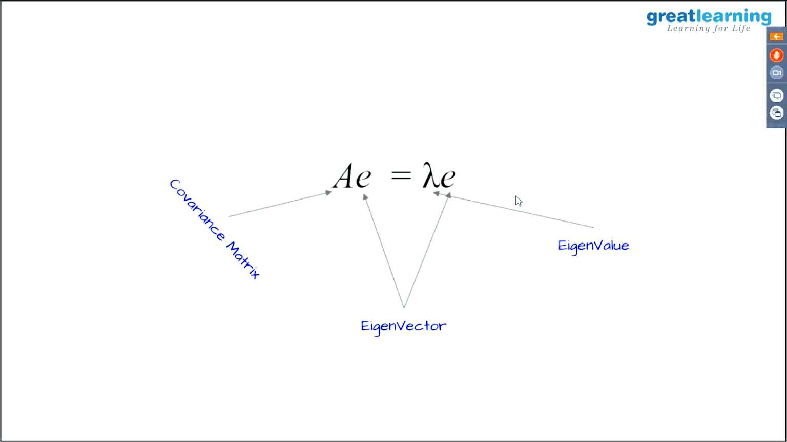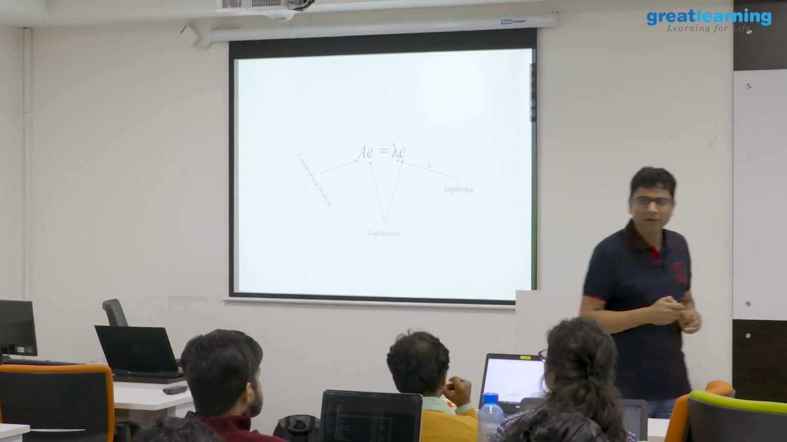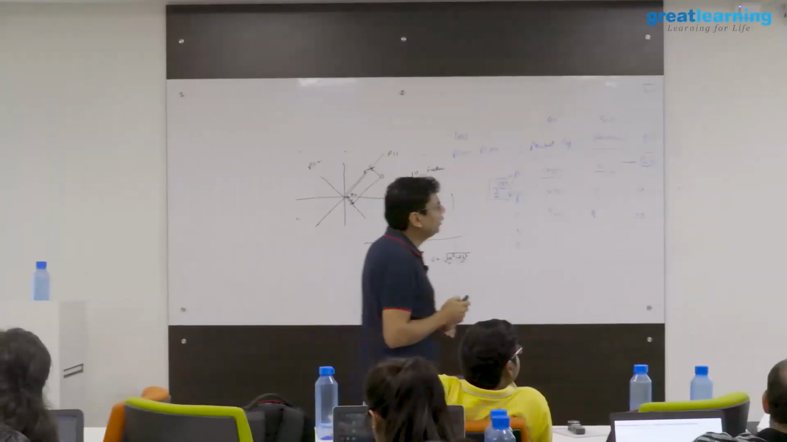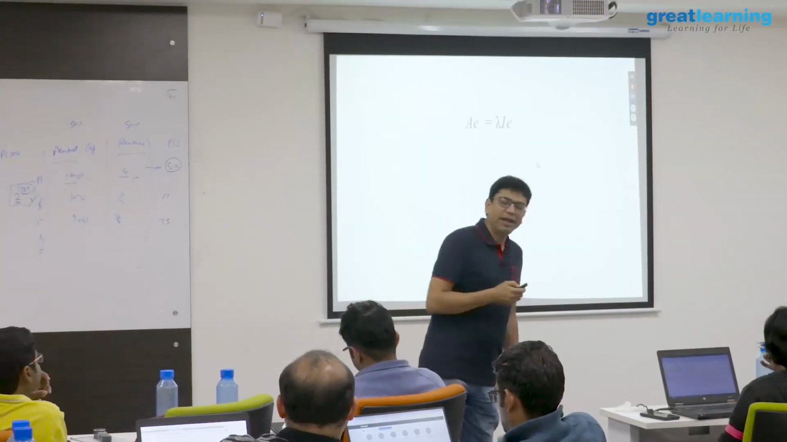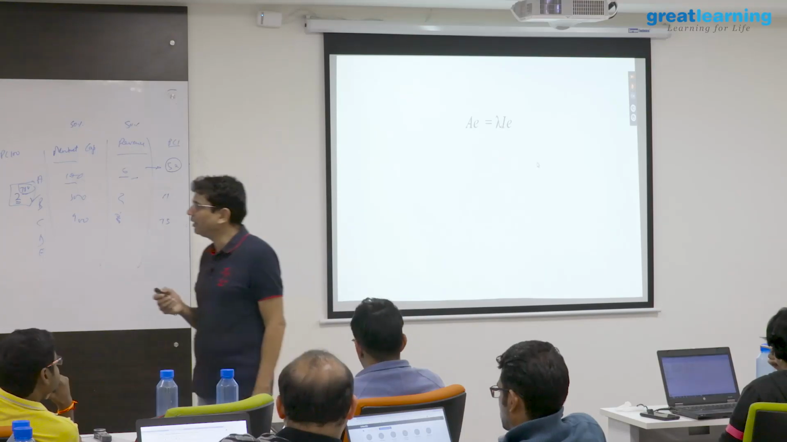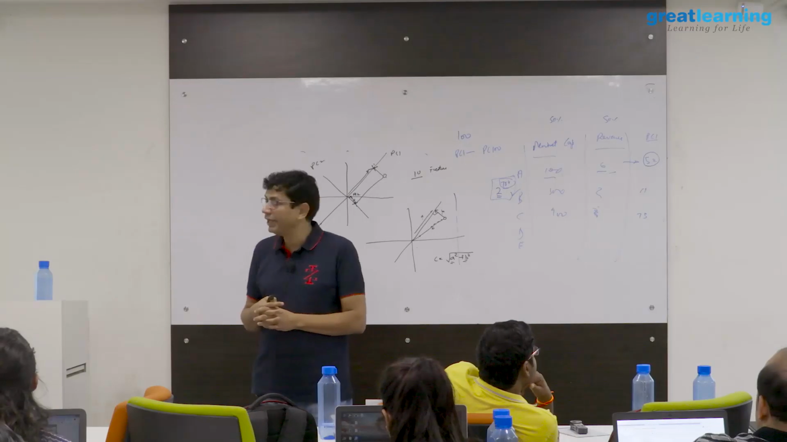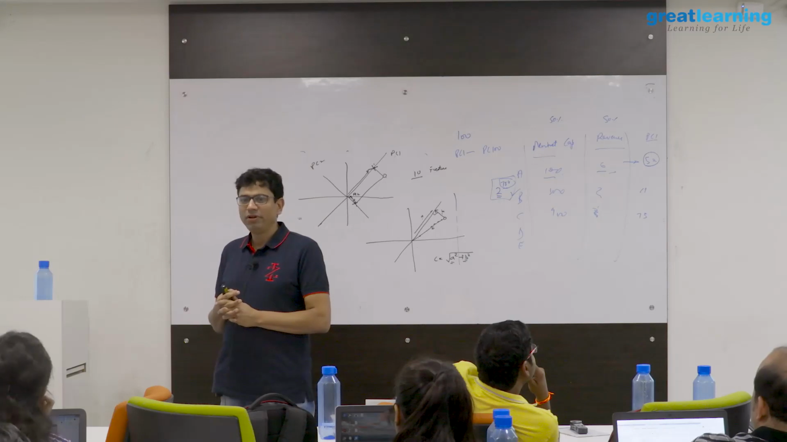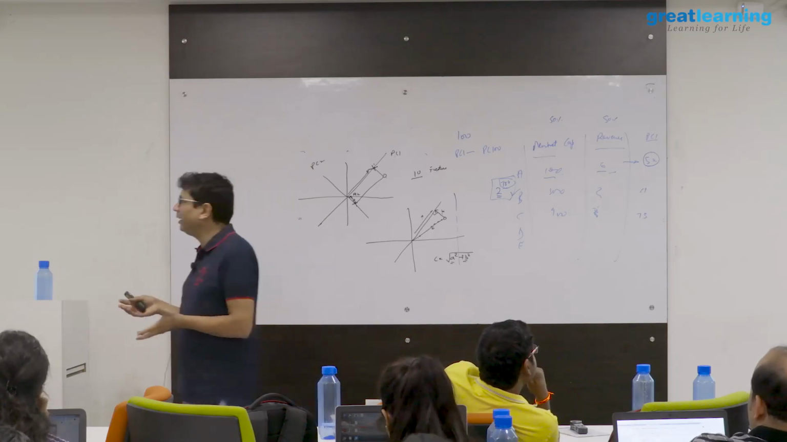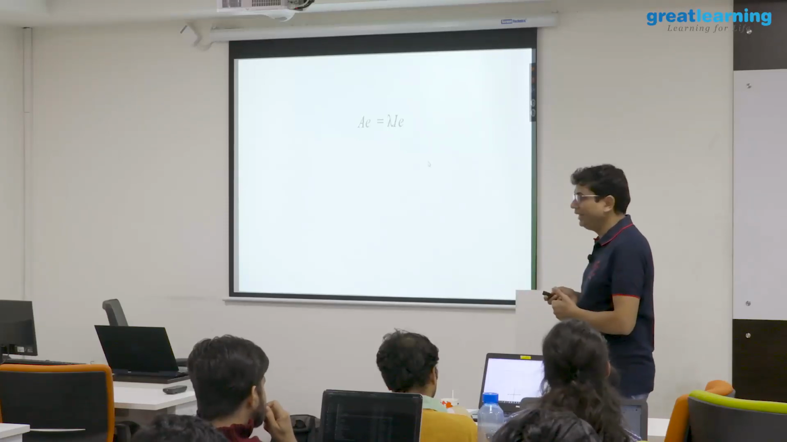So how do I solve this equation? What all do I have here? I have the covariance matrix, and the other two I need to solve. So what I will do is convert this into a related, equivalent equation, which is AE is equal to lambda IE. What is I now? Identity matrix, right? I can use an identity matrix to carry out my work a little more easily.